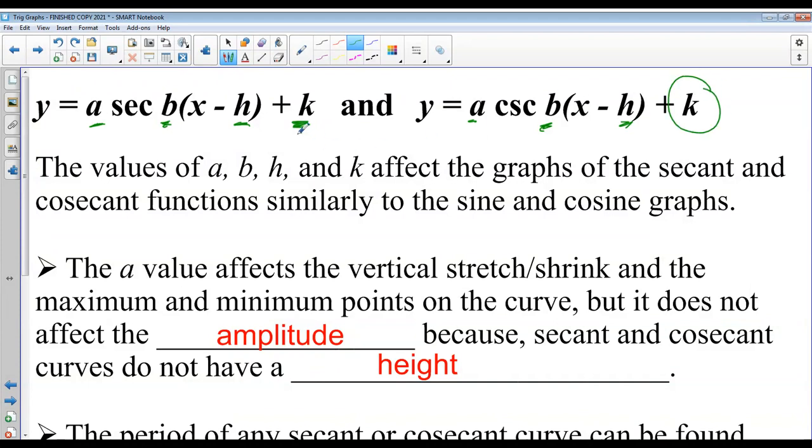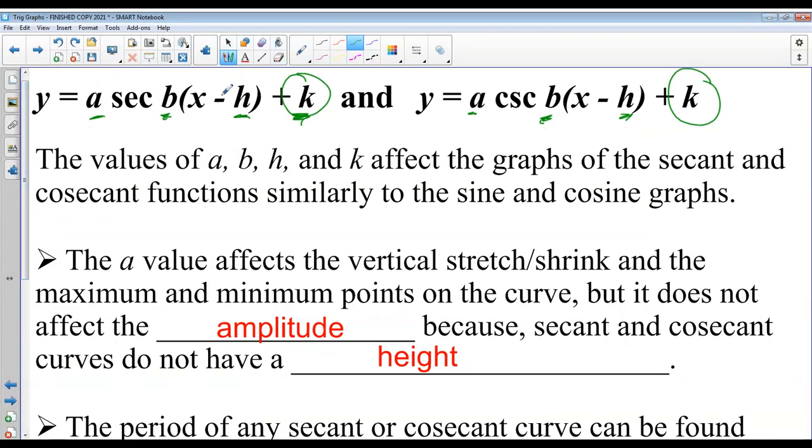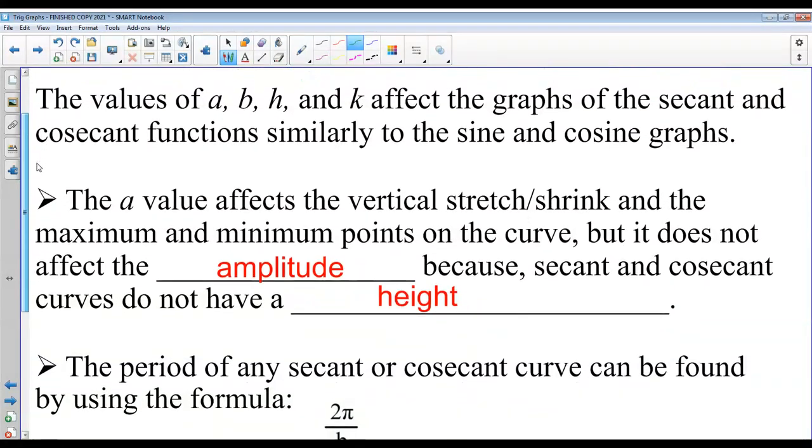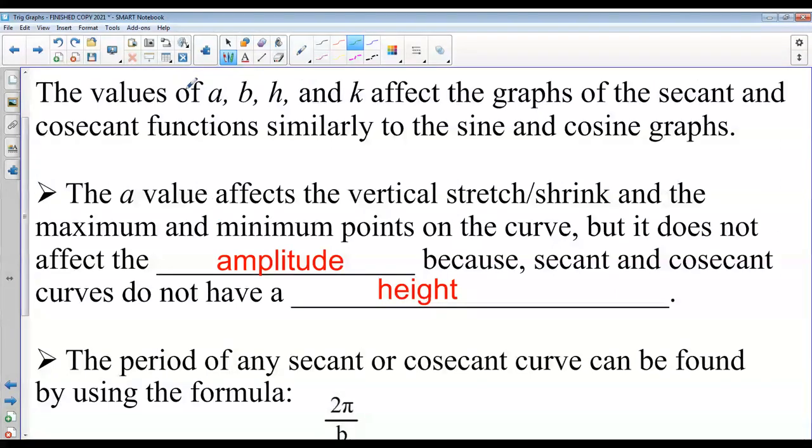So the K value, as far as those vertical asymptotes go, we need to be very careful about that. Think about our order of operations. So the B and the H have to happen first, and that's going to affect our vertical asymptotes. But everything else is the same. The A value affects the vertical stretch and shrink, and therefore the maximum and minimum points. But there's not really an amplitude. An amplitude kind of refers to the stretch from a midline. So it's like the stretch above and below that midline that we talked about. Secant and cosecant don't really have amplitudes because there's not a true height, but it does affect that vertical stretch or shrink.